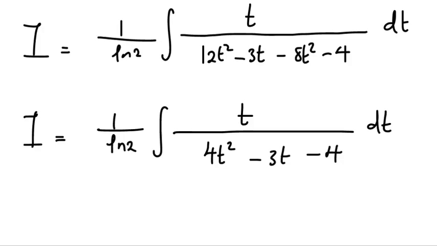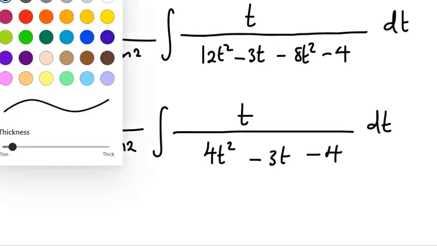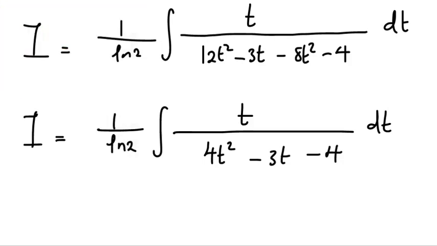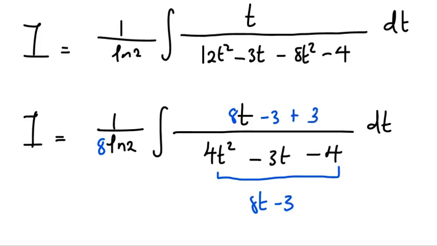Okay, here comes the magic. We're going to do something really cool here. Now, let's think about the derivative of this denominator right over here. Its derivative is equal to 8t minus 3. Now, let's do the following. If there's 8 here, we're going to have 1 over 8, which is simply 1 over 8 times the ln of 2. If we have a negative 3, then we need to put a positive 3, right? So nothing changed, still remain our original integral, right?